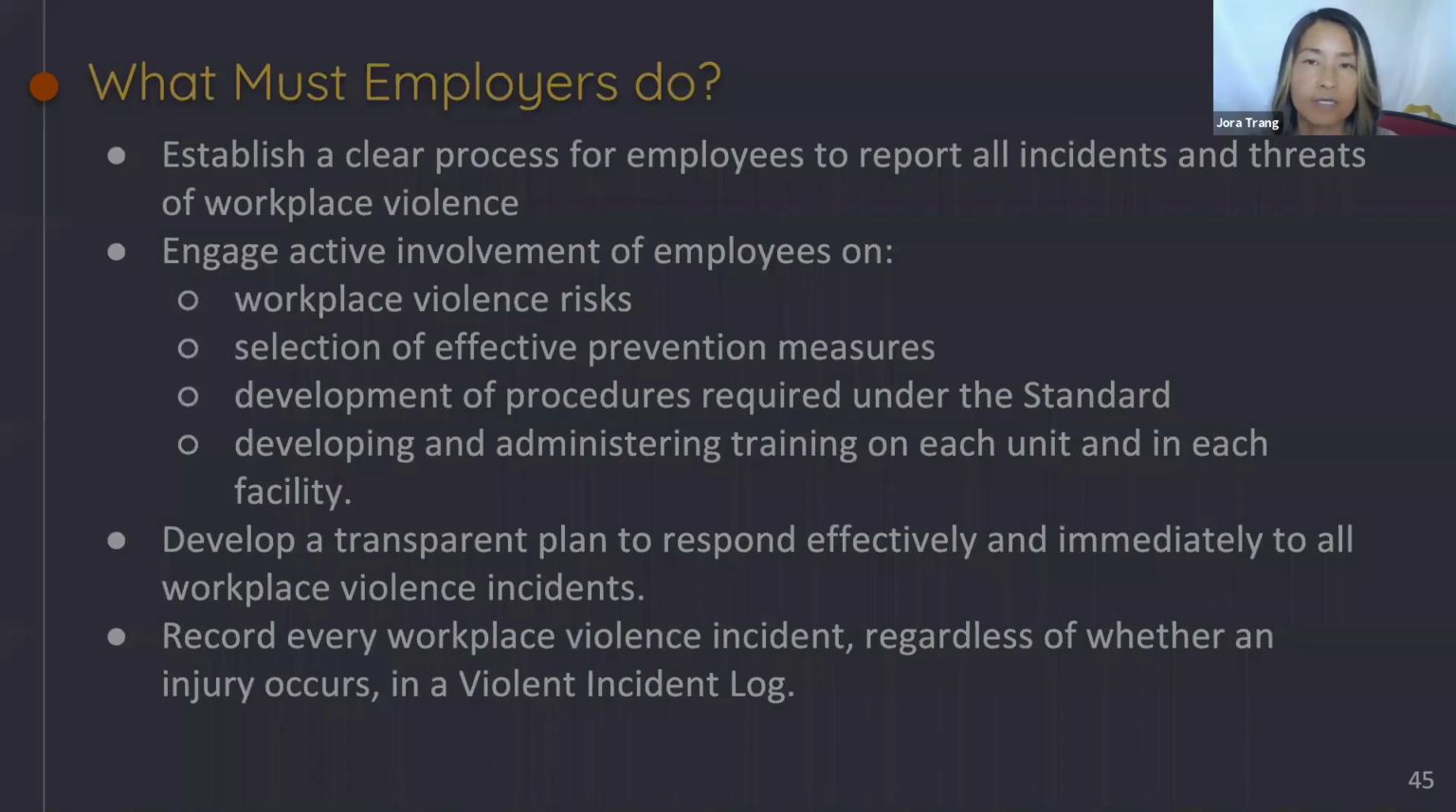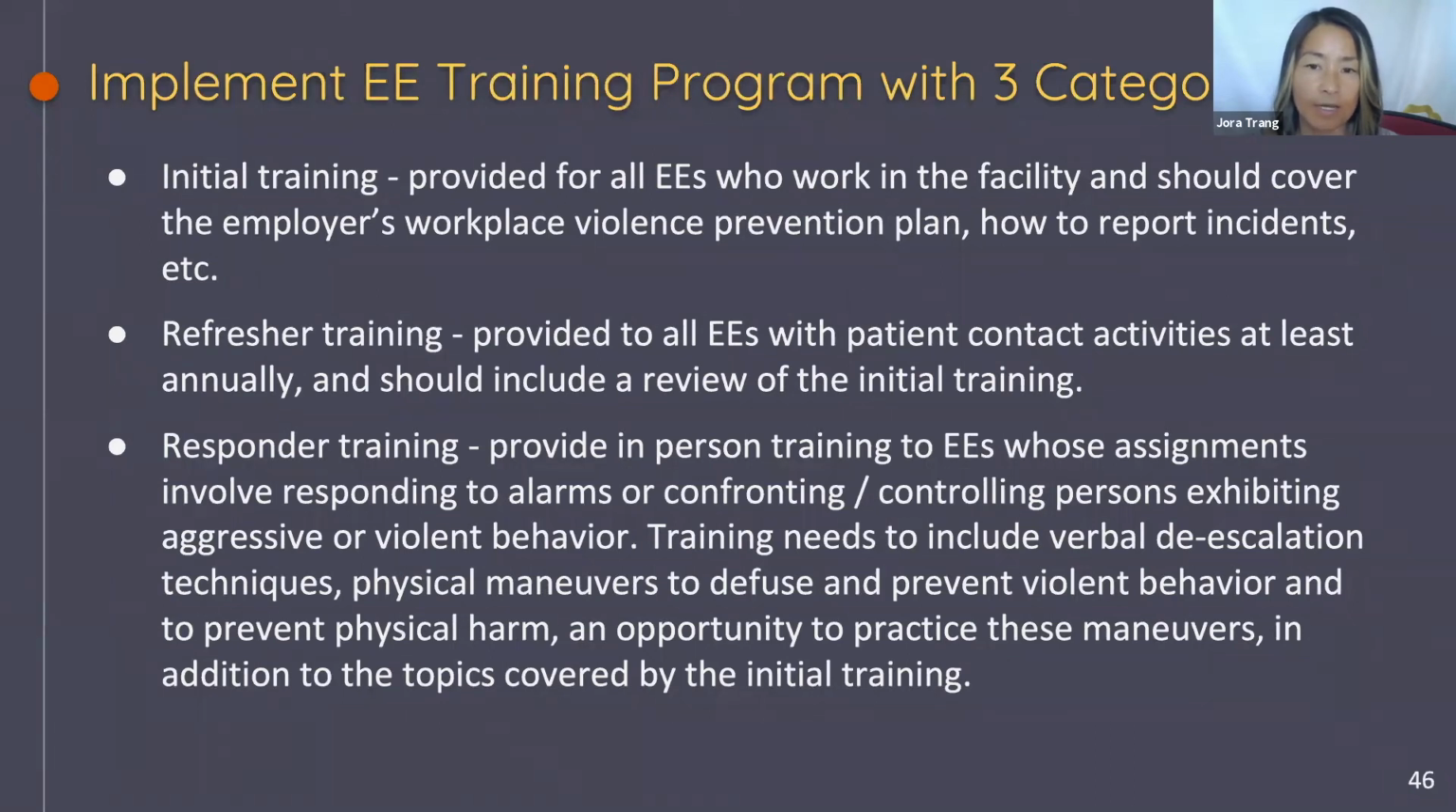Training is so very important under this standard, and you cannot meet this training requirement by simply doing a training and then being done with it. There are three categories of training, and each category is important. There is the initial training, which should be provided for all employees who work in the facility and should cover the employer's specific workplace violence prevention plan, how to report incidents, etc. There is the refresher training, which should be done at least every year, and should be provided to employees with patient contact activities. It should review the initial training as well.